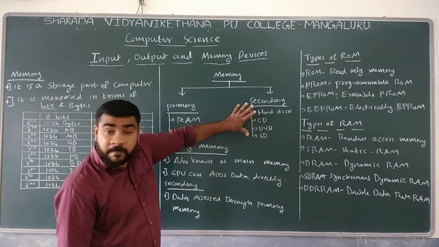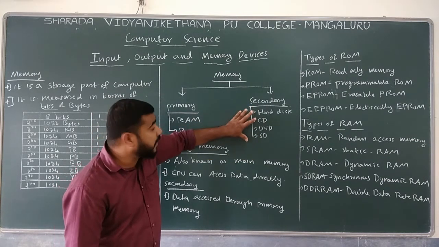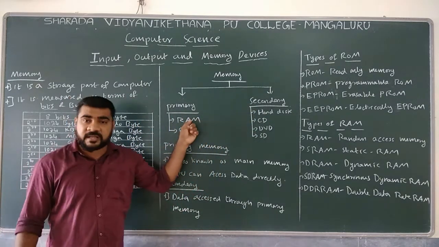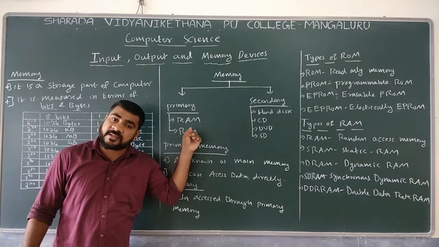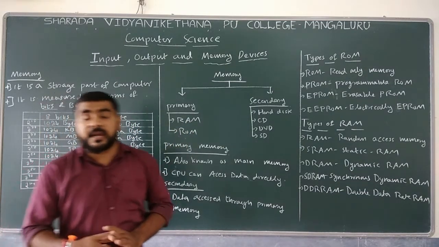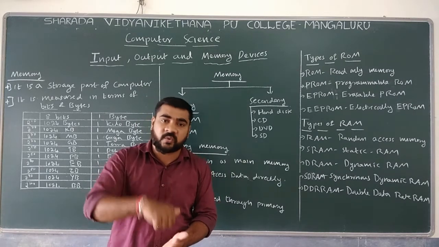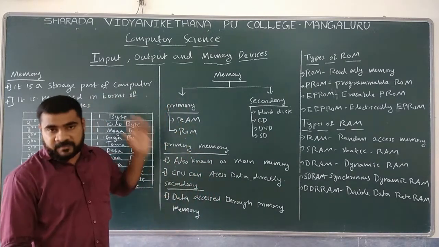These are some examples, not all the examples, for secondary storage. If you take primary memory, two examples are there: one is RAM and one is ROM. RAM means random access memory, and ROM means read only memory. These are the two examples for the primary memories.